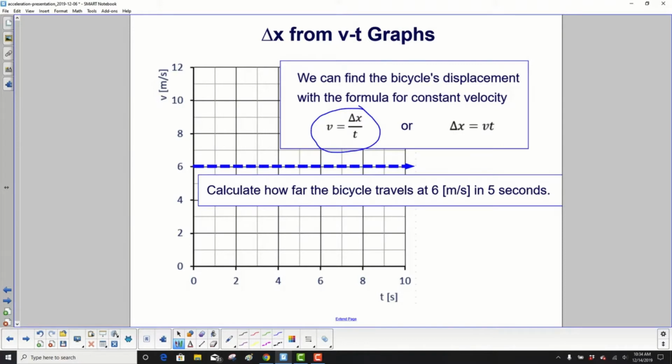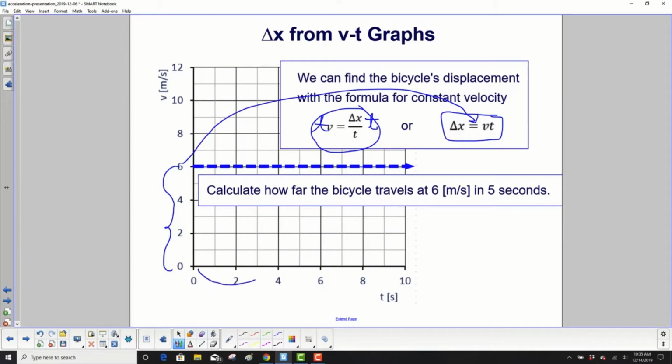Let's multiply both sides by t. We undo the division by t, and move the equation left to right. We have delta x is equal to vt. So what does that mean? Here's our velocity. It's constant. So that fills in for the v part.